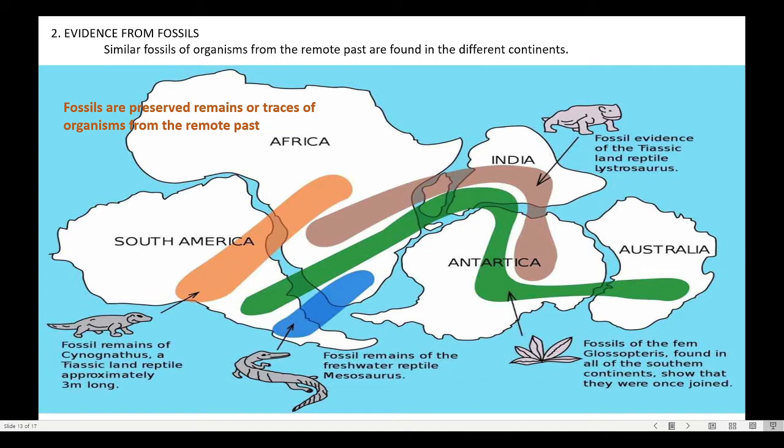So it simply means, still the same concept, that these continents were once connected. So that's the second evidence, known as the evidence from fossils, which means similar fossils of organisms from the remote past are found in the different continents.